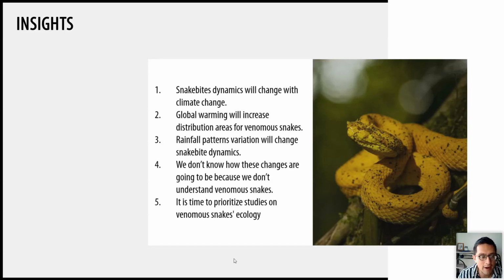So, final remarks. Snakebite dynamics will change with climate change. Global warming will increase distribution areas for venomous snakes. Rainfall pattern variations due to climate change will change snakebite dynamics. We don't know how these changes are going to be because we don't understand venomous snakes, so it's time to start prioritizing studies on venomous snake ecology.